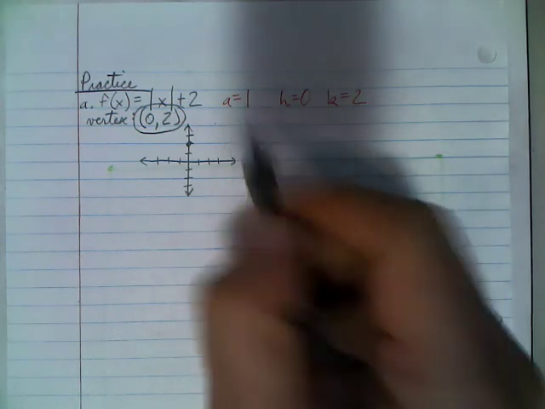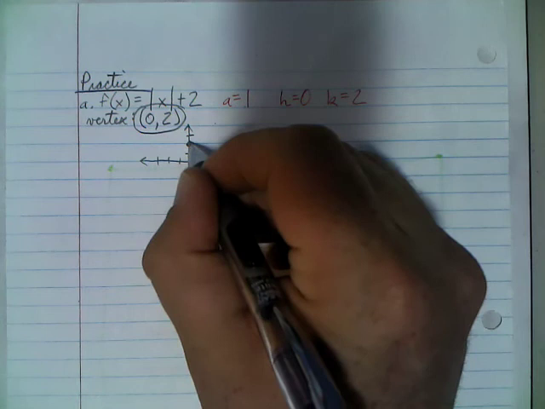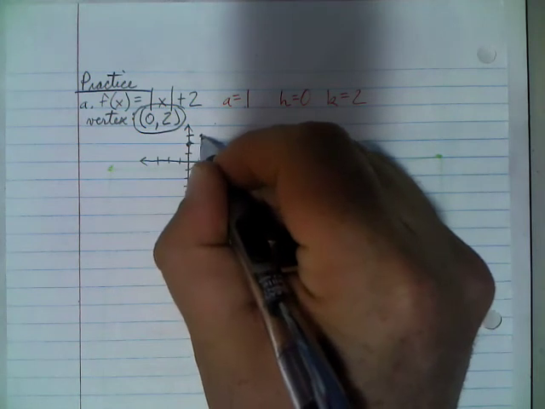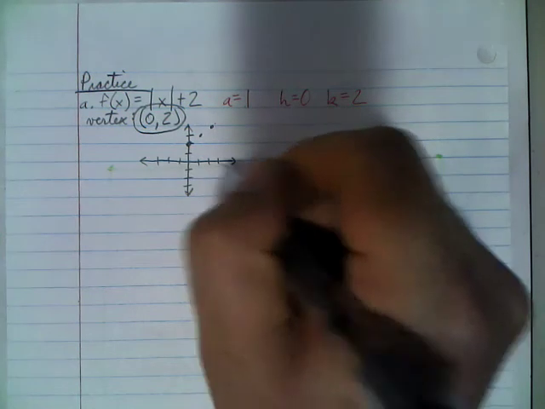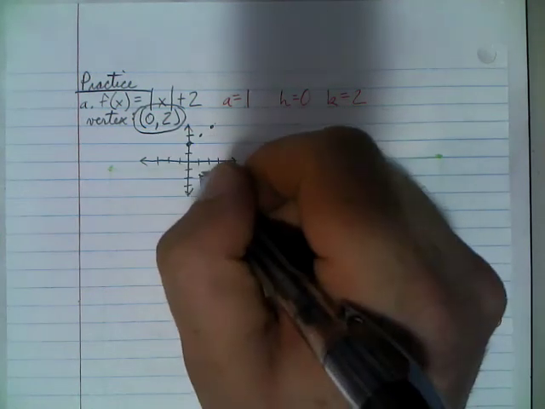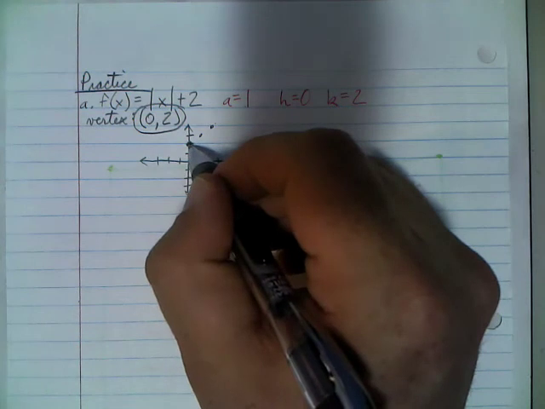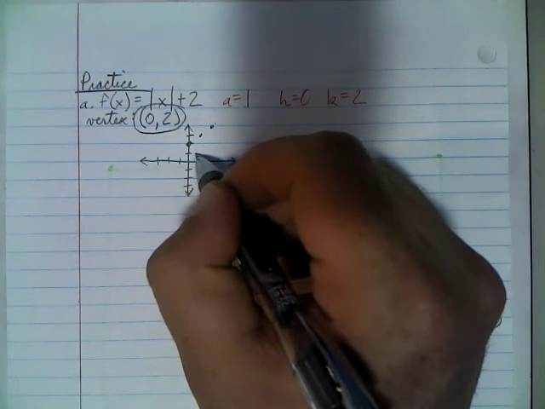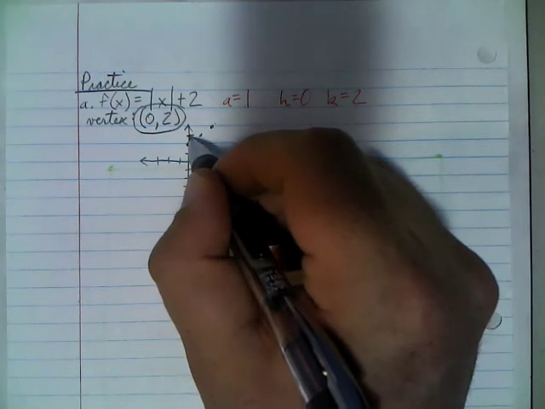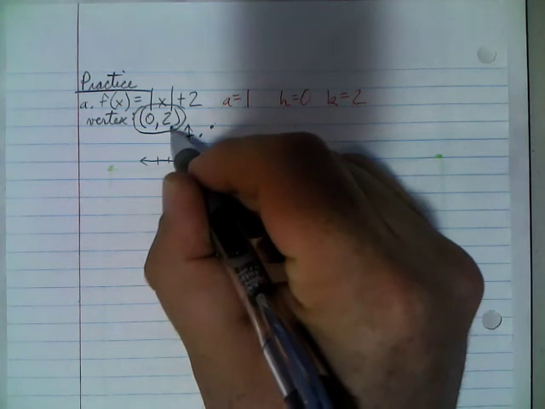And then, because A is 1, I know off to the right that we have a slope of 1. So I'm going to go up 1, right 1, up 1, right 1. Off to the left, I have a slope of negative 1. So that would be down 1, right 1, but that's going the wrong direction, so we have to reverse it. So it's going to be up 1, left 1, up 1, left 1.